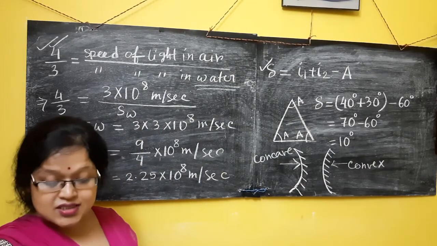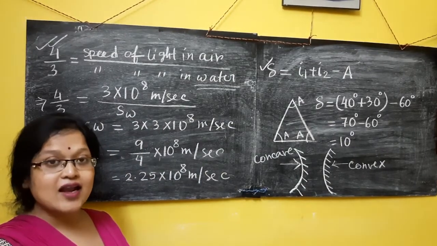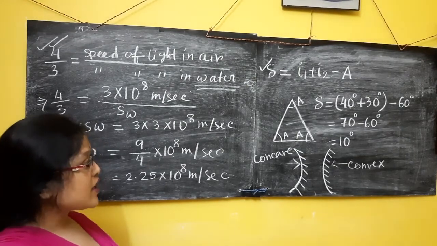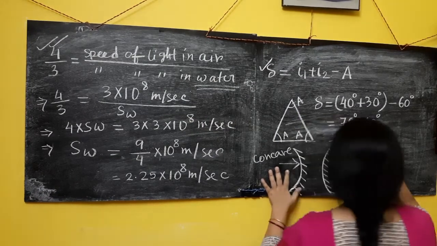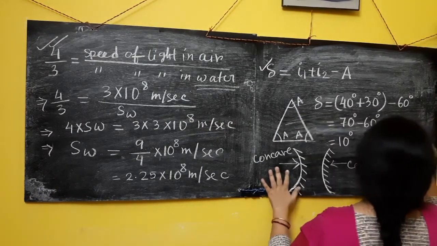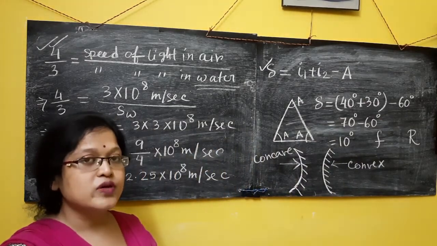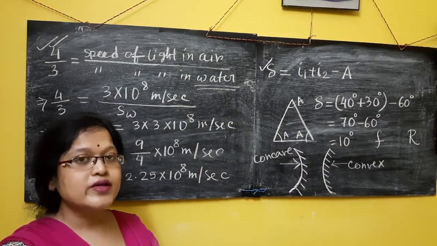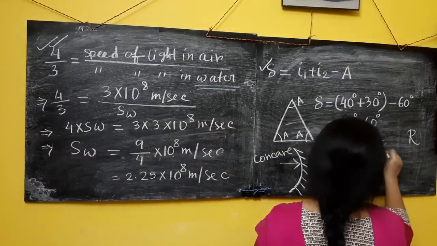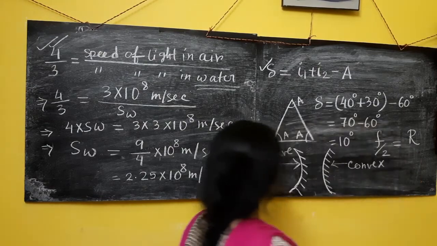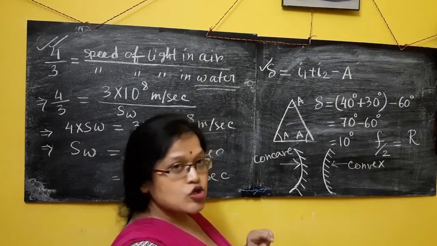So here the question is: for a concave mirror, establish the relation between focal length and radius of curvature. What do I have to prove? The relation between the focal length of the mirror f and the radius of curvature. What is the relation? The relation is r equal to 2f, meaning radius of curvature is always twice the focal length, so f should be equal to r by 2. That relation I need to prove for a concave mirror. So let's go for that.